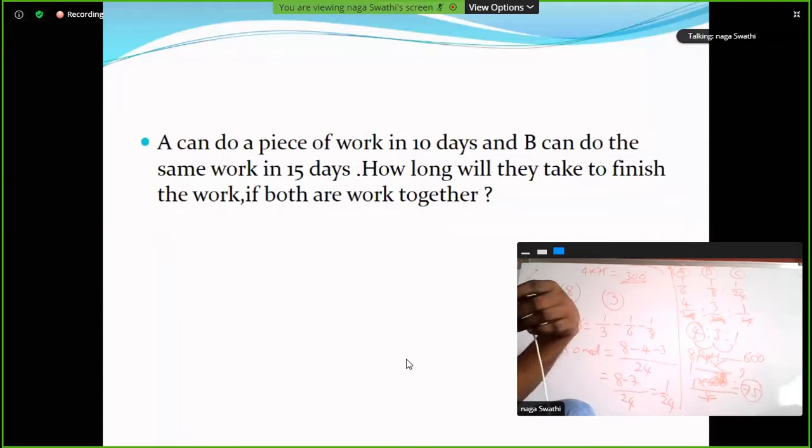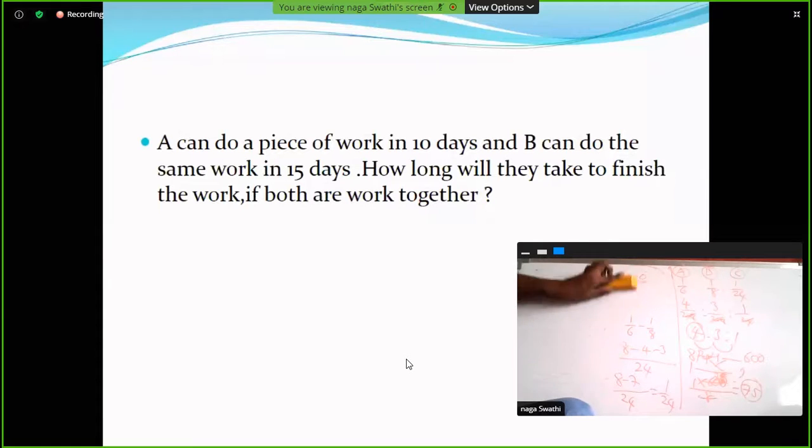Which one? This one? First one? Someone asked.